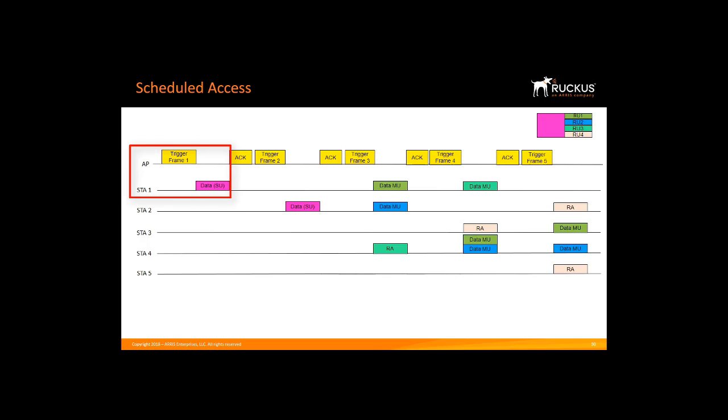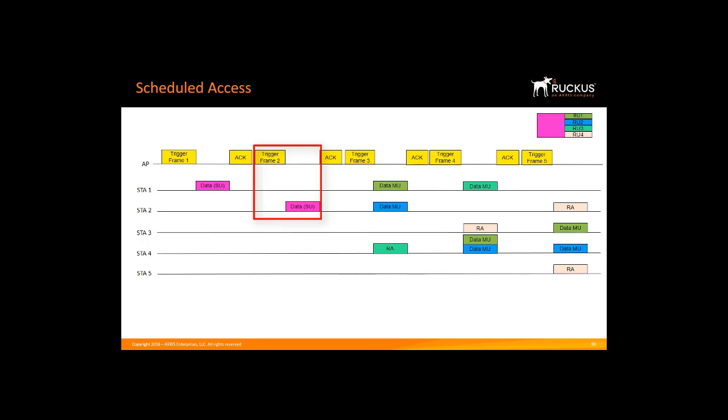The first trigger frame goes out knowing that Station 1 has a lot of data to transmit, so it tells Station 1, you have a lot of data, transmit it to me, so it gives it a large resource unit. Station 1 transmits the data, and at the end of this transmission, let's say Station 1 says that it has a little more data to transmit.